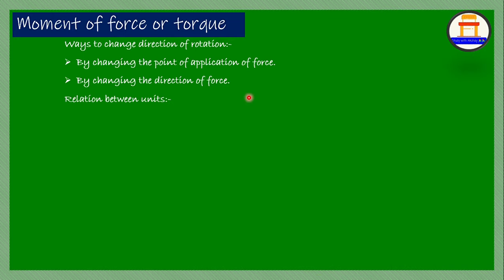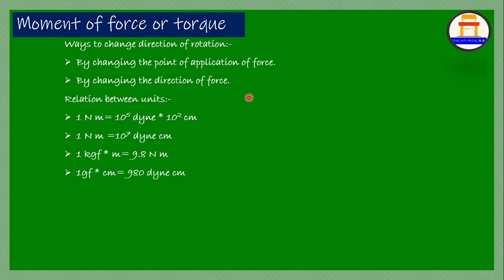Okay. Relationship between the units. 1 Newton meter is equal to 10 to the power of 7 dyne centimeter. 1 kg F meter is equal to 9.8 Newton meter. So these are all basically standard derivations, and we cannot change any of them. We are supposed to write them as they are. The board also expects the same.